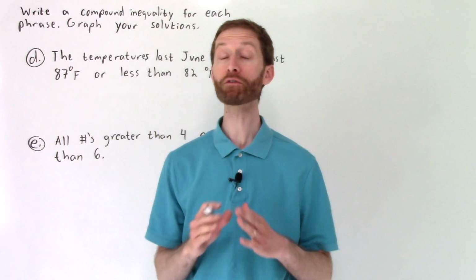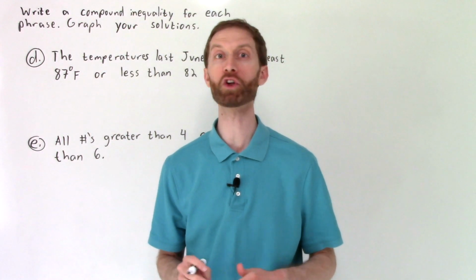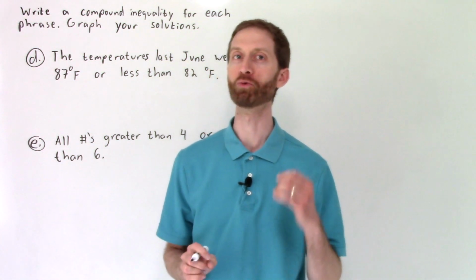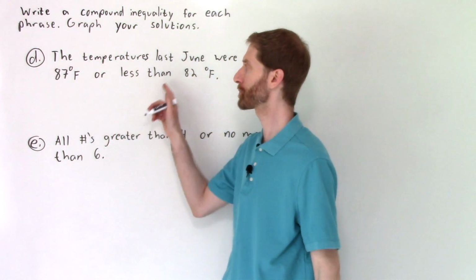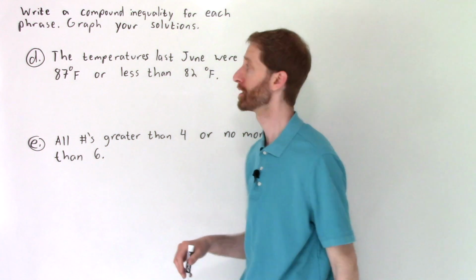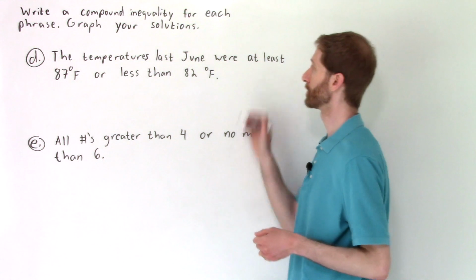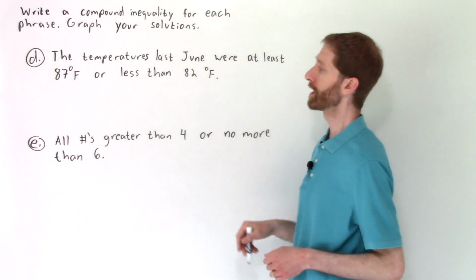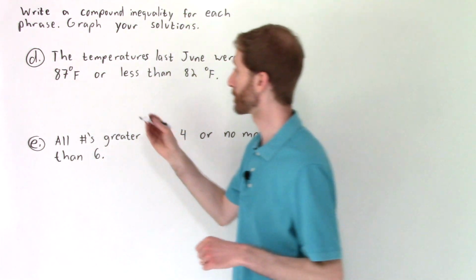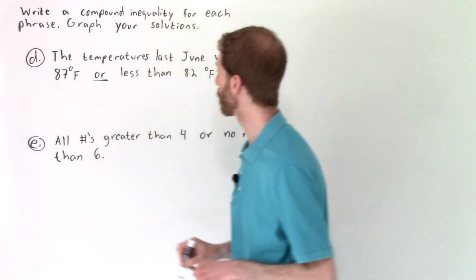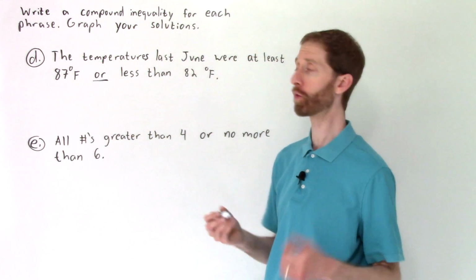And here we are on the flip side of this video where we're going to be going over how to rock translating word expressions into compound inequalities. So on to D. It says the temperatures last June were at least 87 degrees Fahrenheit, or, there's the key operator, or less than 82 degrees Fahrenheit. So this is an or inequality.